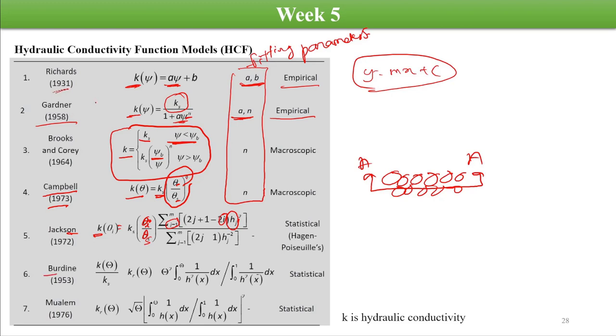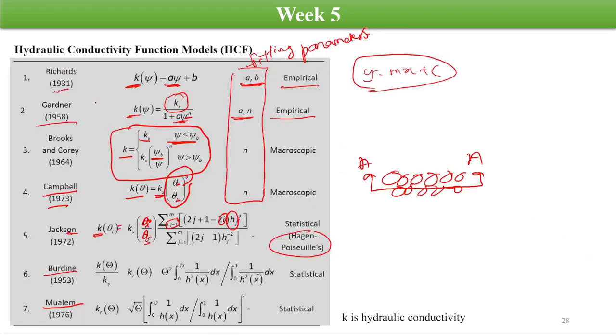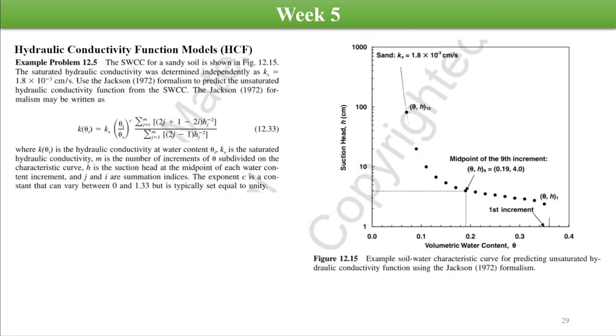Then there are the models of Burdine and Mualem. These are also statistical models derived based on different principles, like Jackson's formula is derived based on the Hagen-Poiseuille principle. So based on this Jackson model, we can do one numerical.